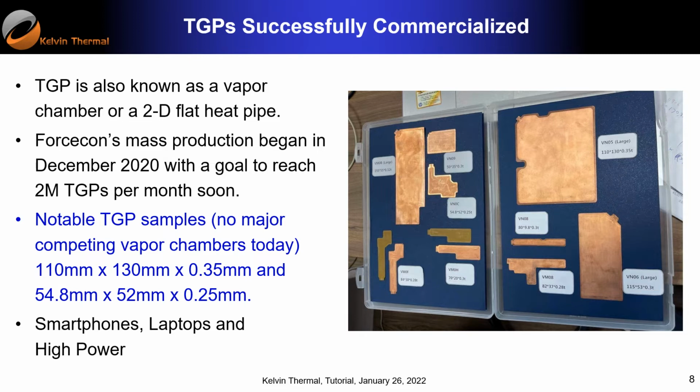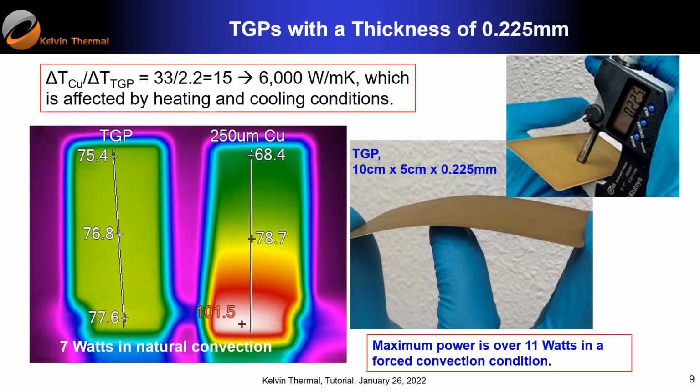And this is another exciting TGP. And you can see the thickness is only 0.225 millimeters, so 225 micron. Very, very thin. And Ryan compared this one with copper. So this is a 250 micron copper. You can see the temperature difference is huge in the copper reference sample. That's 33 degrees C. And then TGP is 2.2.